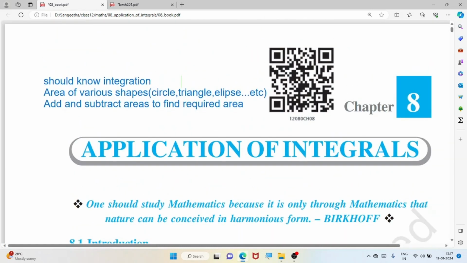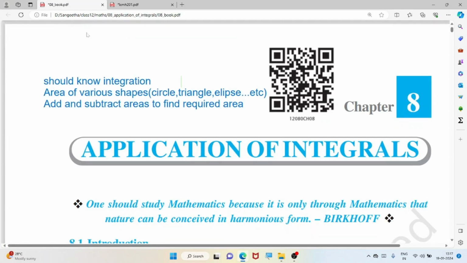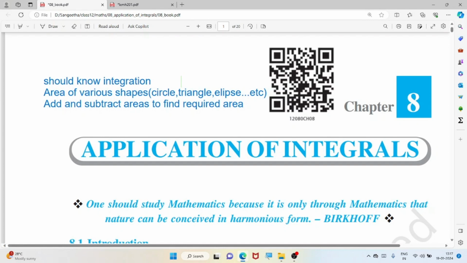Okay, in this chapter, the application of integrals. Before going through this chapter, you should know how to do integration from your chapter 7. You should know the various integration rules and how to do the integration. Here, you should also know the areas of various shapes, like how to find the area of a circle, triangle, ellipse, trapezium, etc. Add and subtract areas to find the required area.